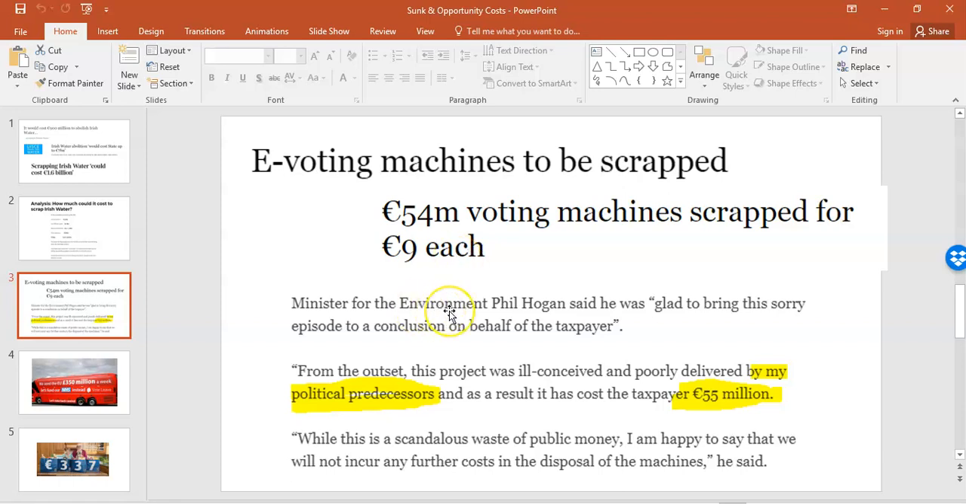And when Fine Gael got in and did it, they said, poorly delivered by my political predecessors and cost the taxpayer 55 million. And you'll often see that when new managers come in, they will start getting rid of old projects, getting rid of pet projects, taking those losses straight away because they can attach responsibility to someone else. Because generally, if the manager is there and has made those decisions before, they may be reluctant to delist a product. They may be reluctant to cut the cord on an R&D project because their reputation is attached to it. And it takes a new manager to come in.